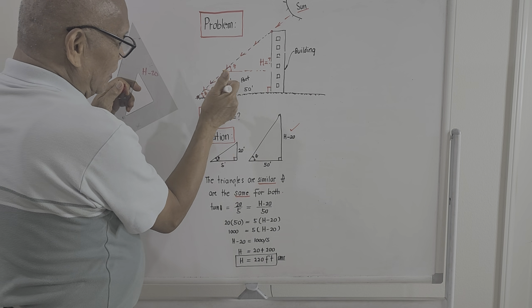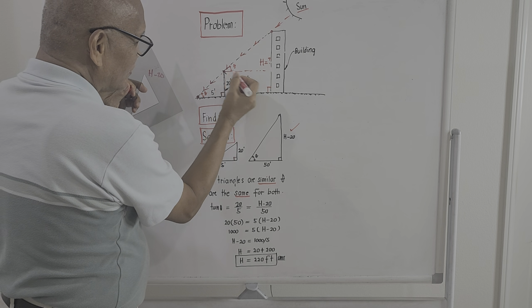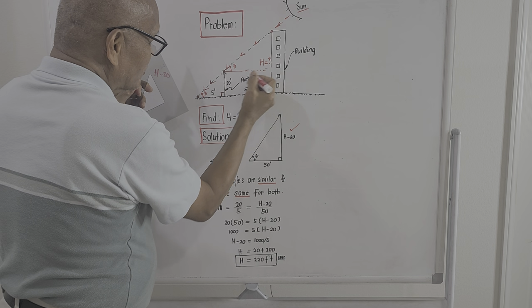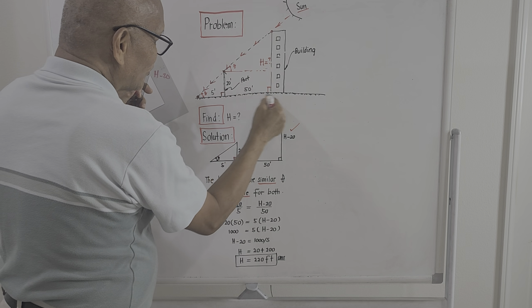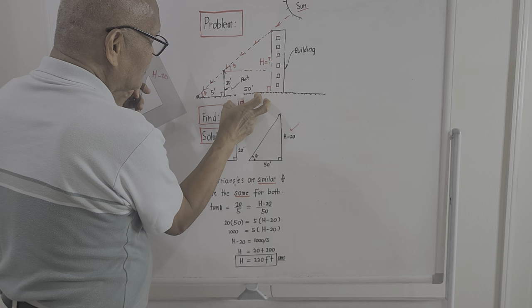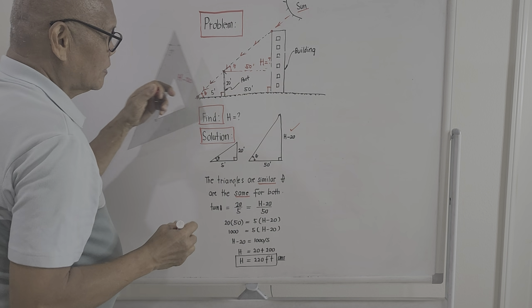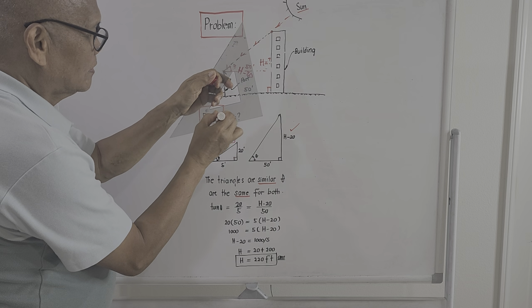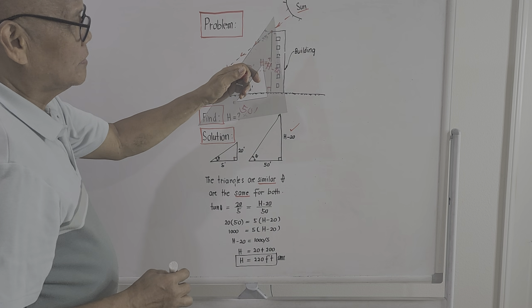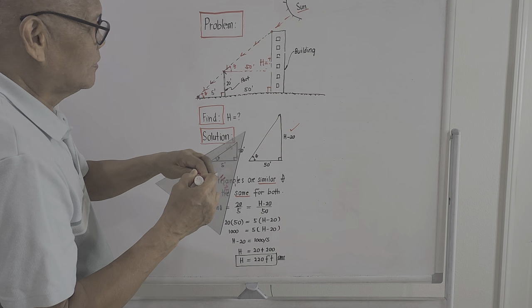Okay. This distance here, this line here is parallel with this. So if this is 50 feet, this should also be 50 feet. Right? So this is 50 feet. That's the second right triangle. Okay?